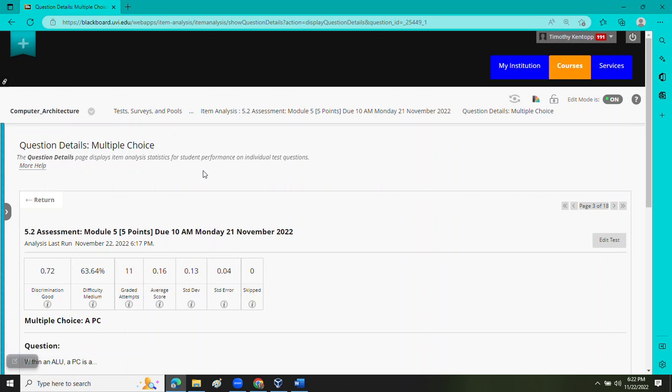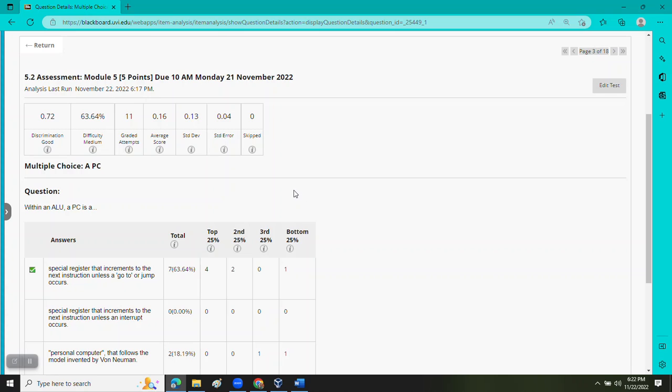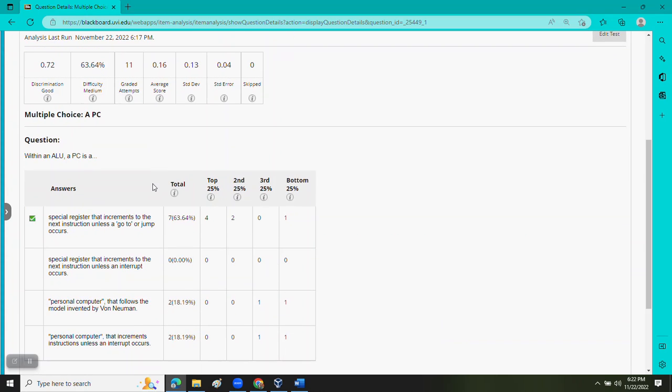A third item posed a challenge for most students. It reads, within an ALU, a PC is, and that's arithmetic logic unit. A PC is, and this always catches some students because they think, okay, it's a personal computer. No, it's called a program counter, a special register that increments to the next instruction unless a go to or jump occurred. It's called a program counter or procedure counter. Program counter, yeah. There we go. It's a special register within the ALU.